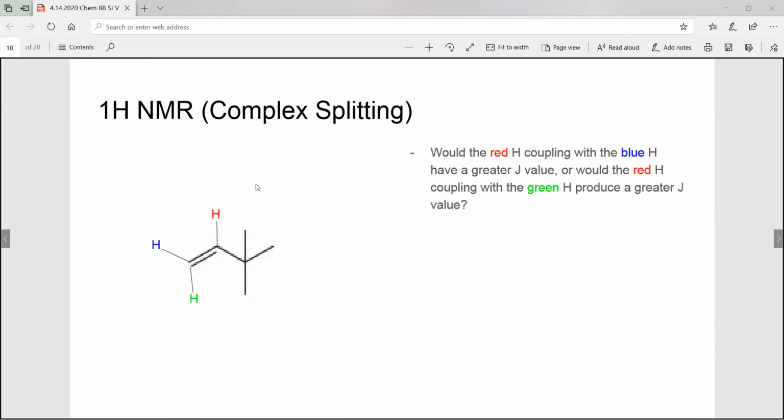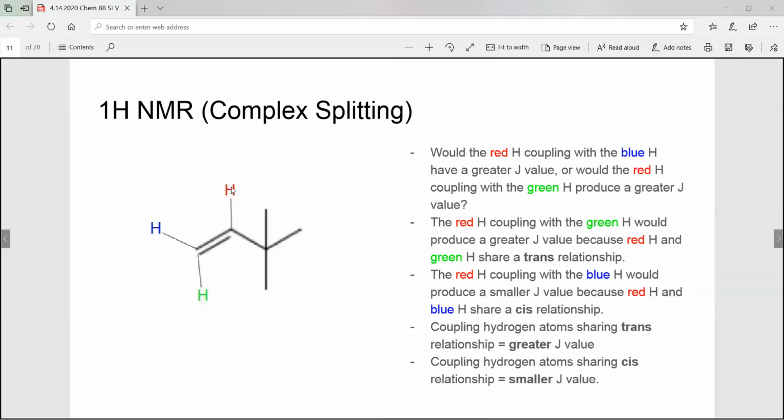Here's another question. Would the red hydrogen coupling with the blue hydrogen give us a greater J value? Or would the red hydrogen coupling with the green hydrogen produce a greater J value? The red hydrogen coupling with the green hydrogen would produce a greater J value because they share a trans relationship. And the red hydrogen coupling with the blue hydrogen will produce a smaller J value because they share a cis relationship. So in essence, hydrogens sharing trans have greater J value versus hydrogens sharing cis have smaller J value.